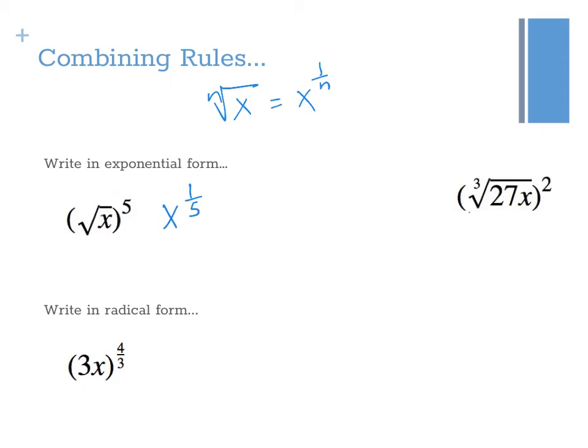Alright, this one, do the inside of the bracket first. So you get 27x to the 1/3. And that's all squared. And I can simplify that a little bit more because this is raising a power to a power. So we can multiply those and we would get 27x to the 2/3.